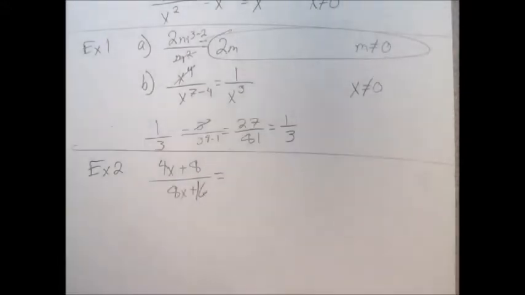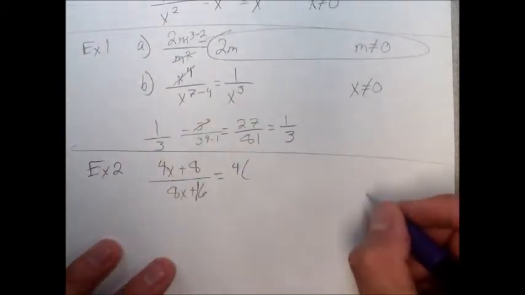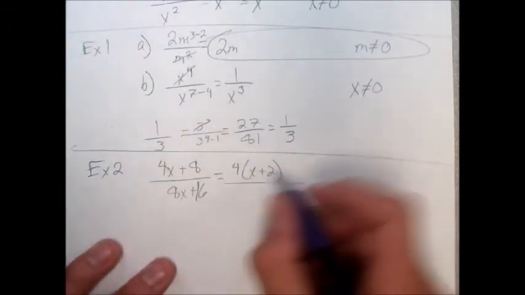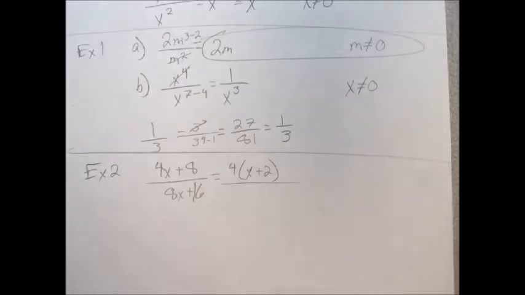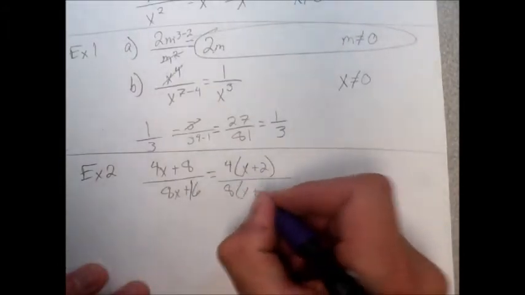Now, if I factored each of these out to make them in the smallest form possible first, we'll notice something else. So I'm going to factor each of them out. I know I can factor a 4 out of the top, so I'm going to go ahead and do that. I get x plus 2. And then on the bottom, I also factor out a number. What is it? 8. So I factor out 8, and I get x plus 2.